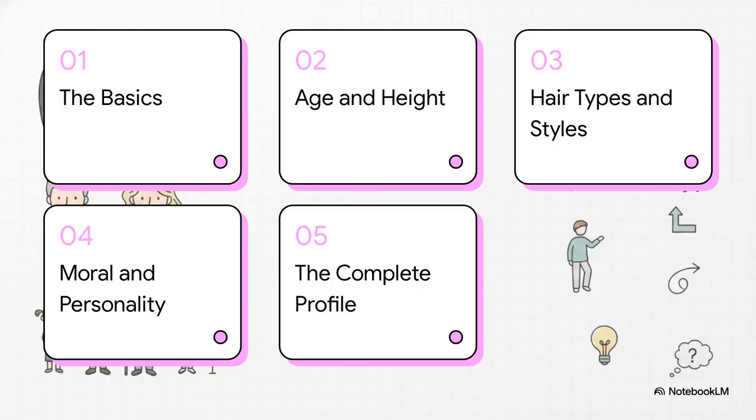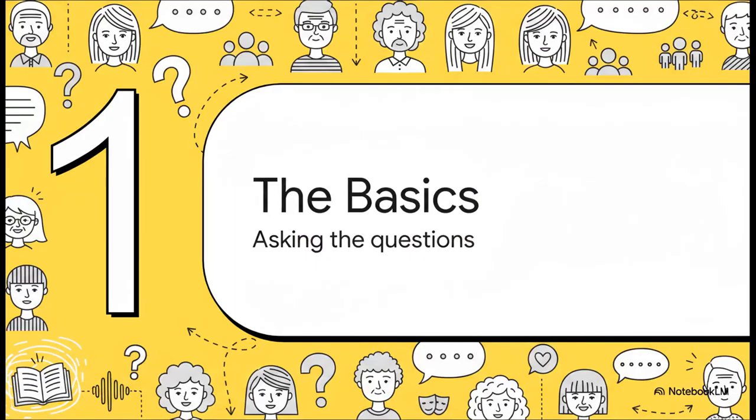Here's a quick look at our roadmap for today's explainer. First, the basics of description. Second, age and height categories. Third, hair types and styles. Fourth, moral and personality traits. And finally, number 5, the complete profile. All right, let's jump into section 1, the basics of description.